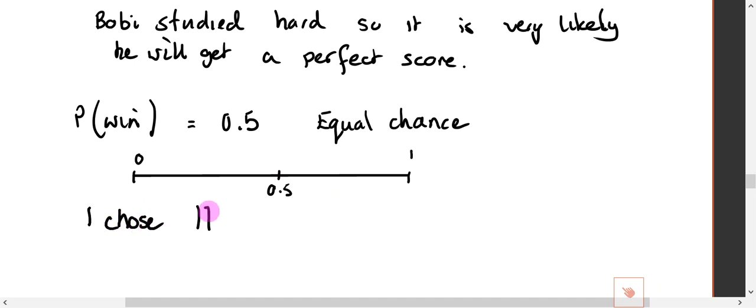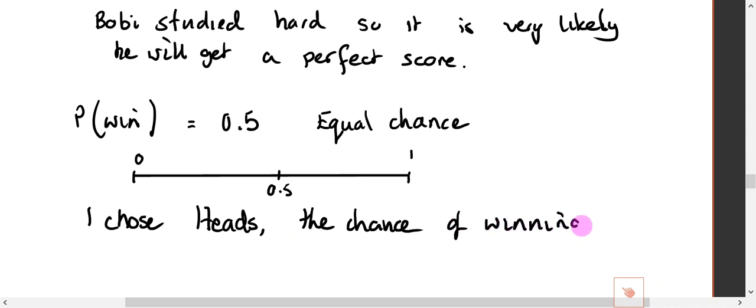I chose heads. The chance of winning or losing is equal. If it ain't a win. Yeah. Well, it isn't because you're told that the probability of winning is 0.5. Half. A half, yeah. I chose heads. The chance of winning or losing is equal. There are other options. Anyone else have something different? Yeah, just do the same thing with tails.